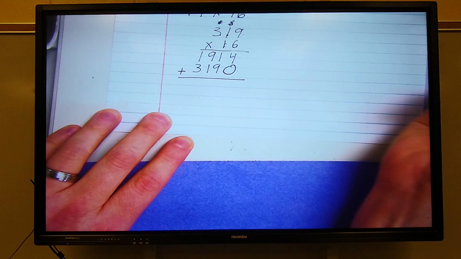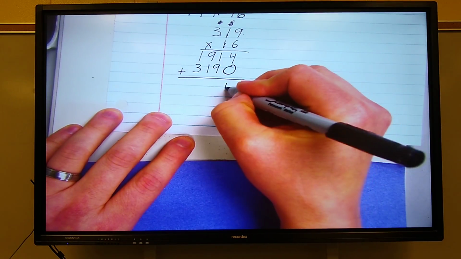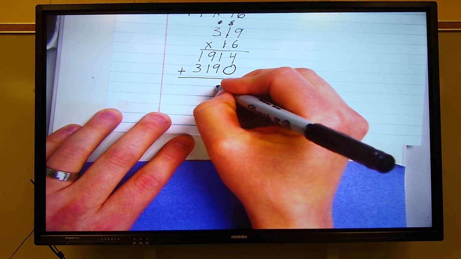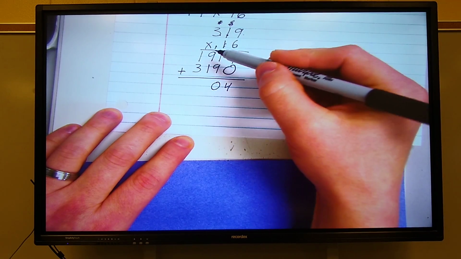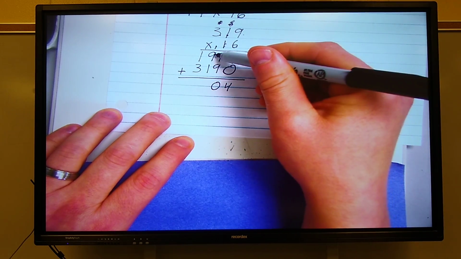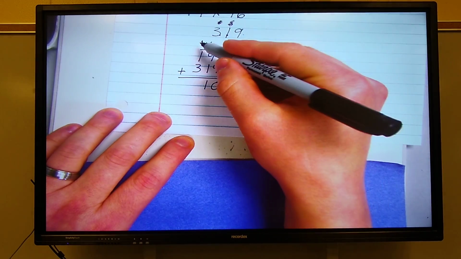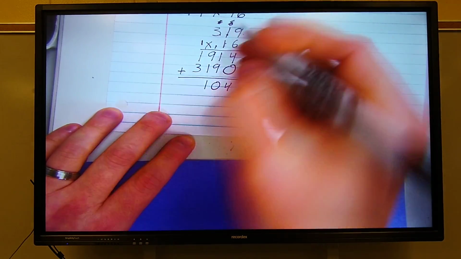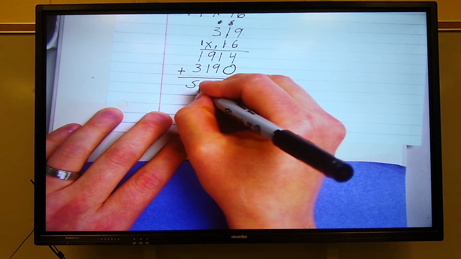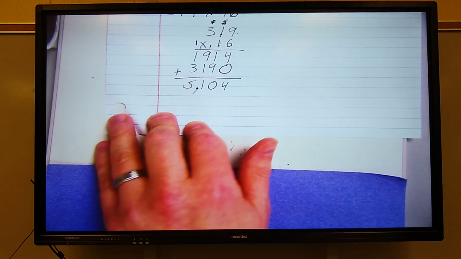And now we add. 4 plus 0 equals 4. 1 plus 9 equals 10. Bring down the 0. Carry the 1. 1 plus 9 is 10, plus 1 is 11. Bring down the 1. Carry the 1. 1 plus 1 is 2. 2 plus 3 is 5. Your answer is 5,104. It should have been if you did everything right.